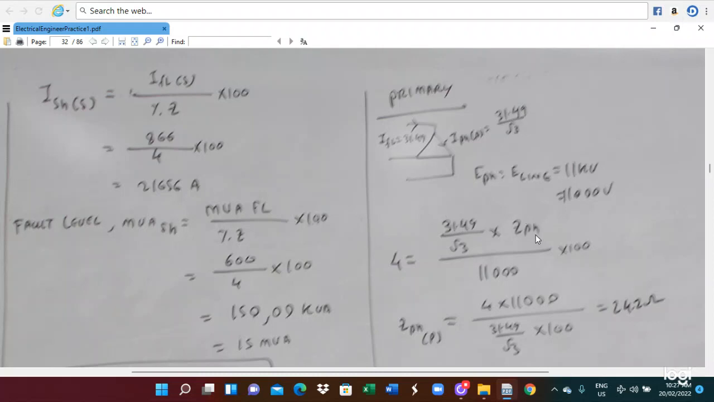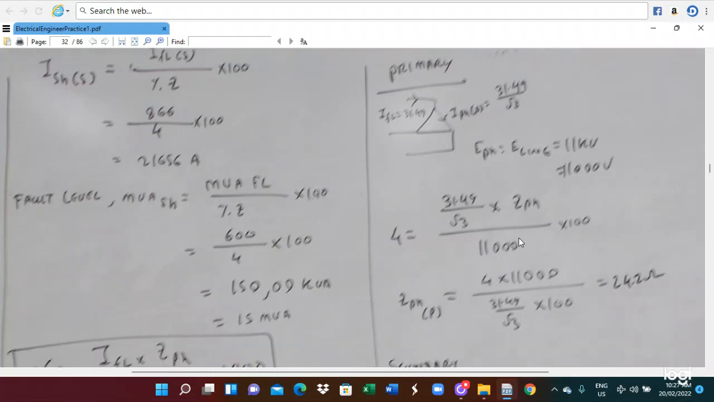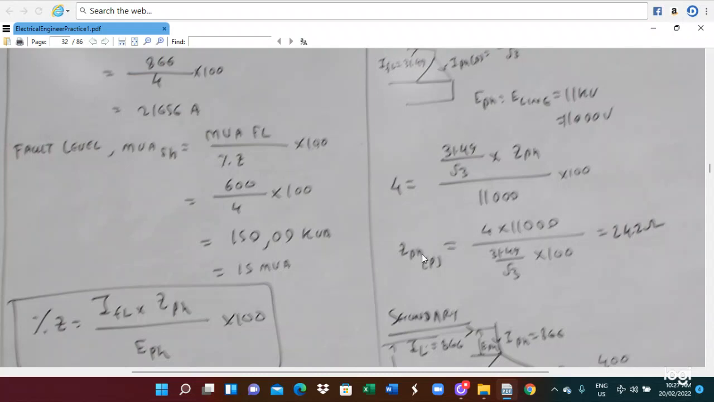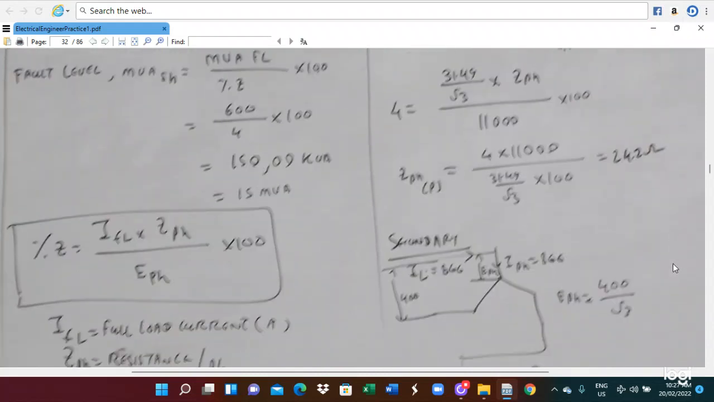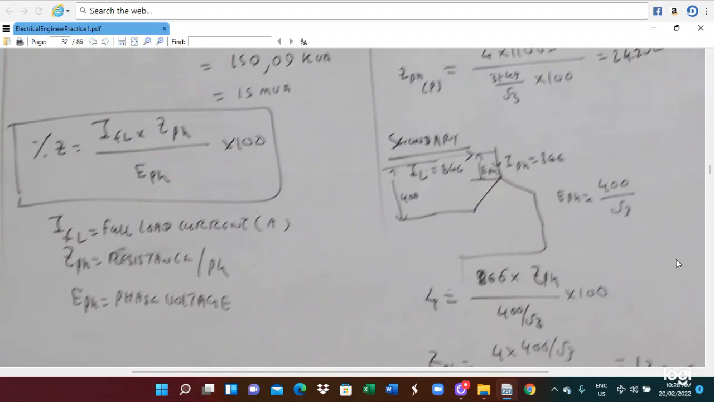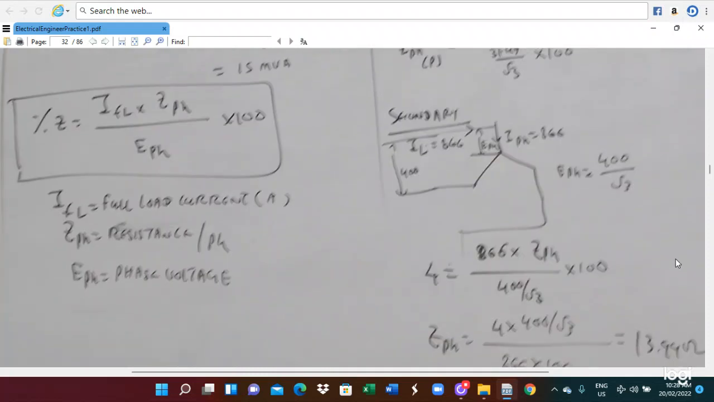And ZPH we have to find out. EPH is the phase voltage. For the primary, this is a delta connection, so phase voltage and line voltage are equal, equal to 11,000. So we substitute 11,000. Substituting everything, we calculate the primary phase impedance. Similarly, we also calculate for the secondary.